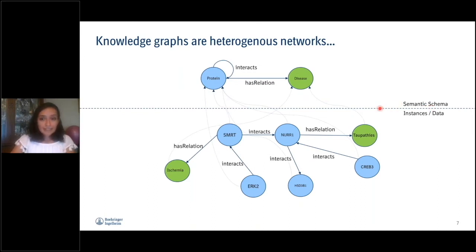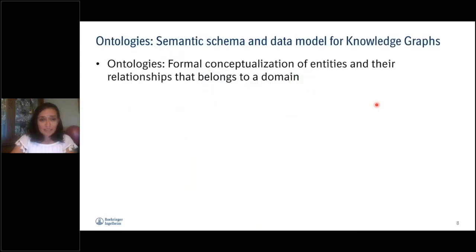This semantic schema is also called an ontology. Ontologies are formal conceptualizations of entities and their relationships that belong to a domain. The term ontology actually comes from philosophy. It's the science of being, the science of existence. So when we define a domain ontology, we think about which entities we should include and which entities we should not include, and the relationships between these entities.